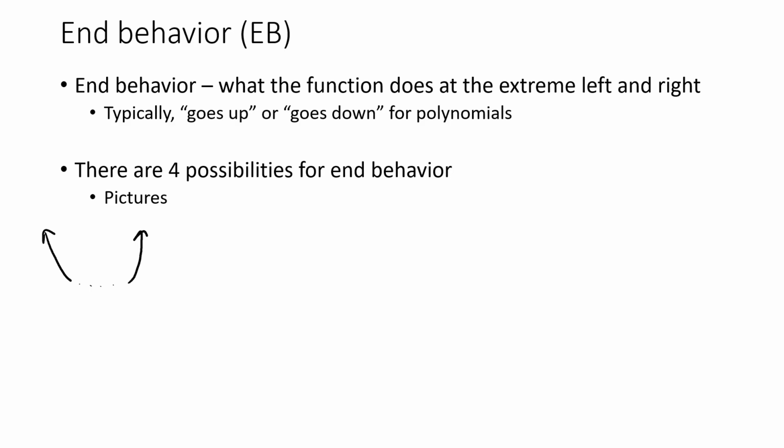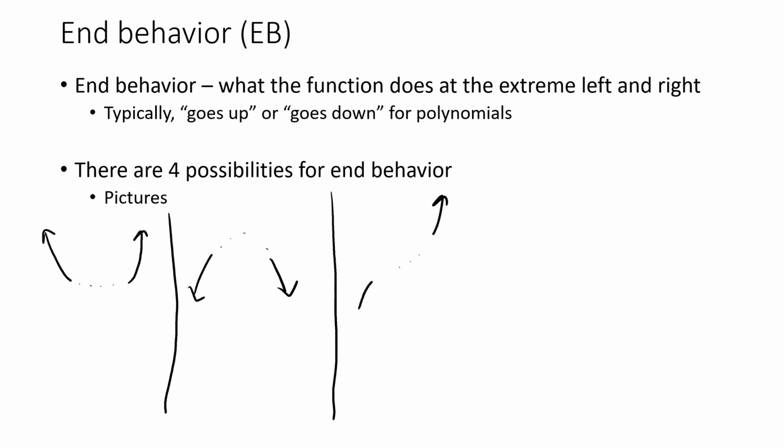So one of your possibilities is that both sides point up. The left hand points up and the right hand also points up. And along with that, you could have something like this, where both ends point down. Or you could have your mix and match where one end points up and the other end points down. So that could be something like this.